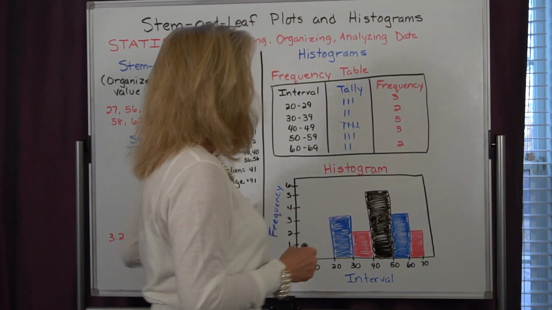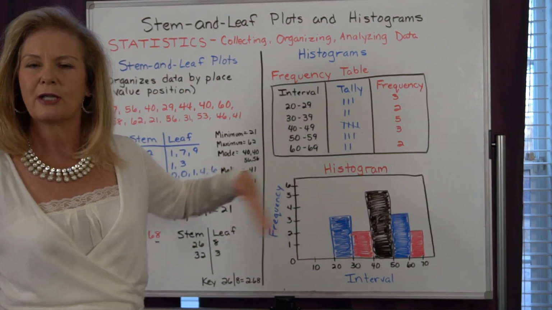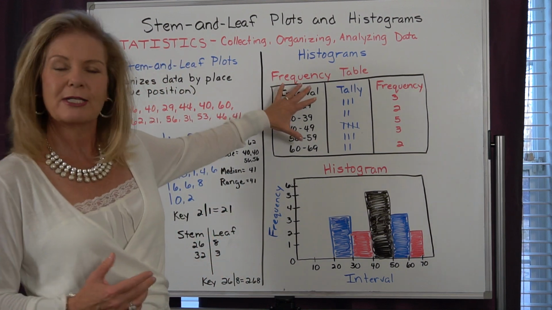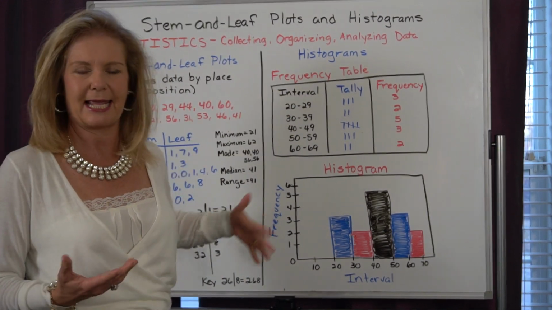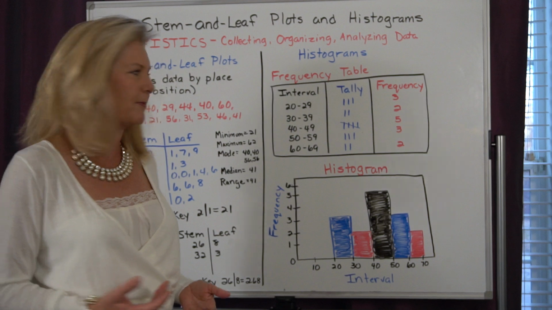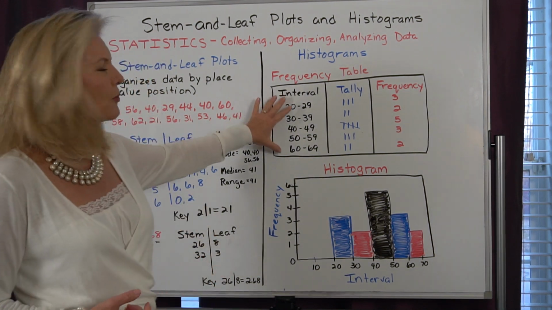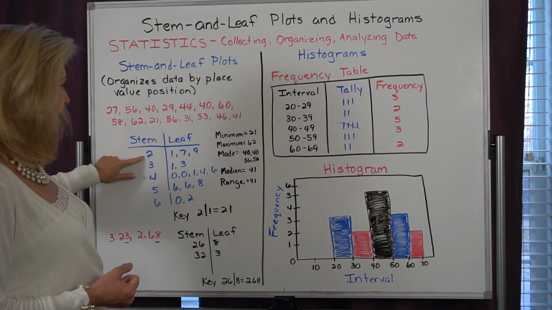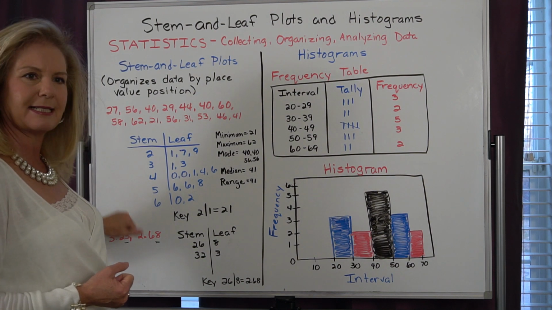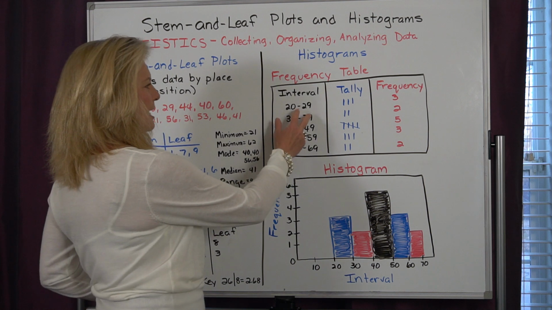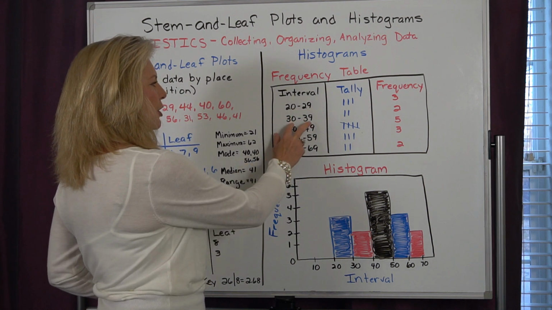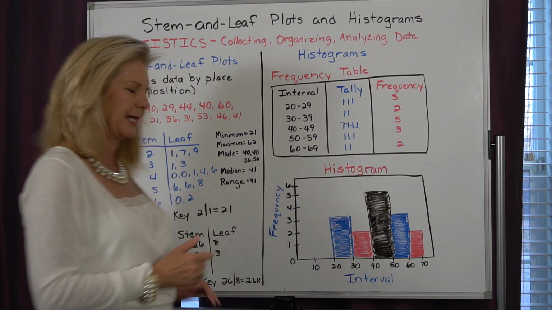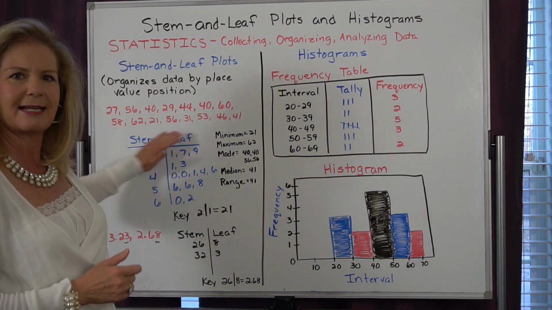Now, from a stem and leaf plot, I can create what's called a histogram. And for the histogram, what we do is we first go and make a frequency table, and it's really a tally chart of what we see. And so I create intervals with this. So I see that I have 20s, 30s, 40s, 50s, and 60s. So I created an interval of 20 to 29, 30 to 39, 40 to 49, 50 to 59, and 60 to 69. It's representing this data set.